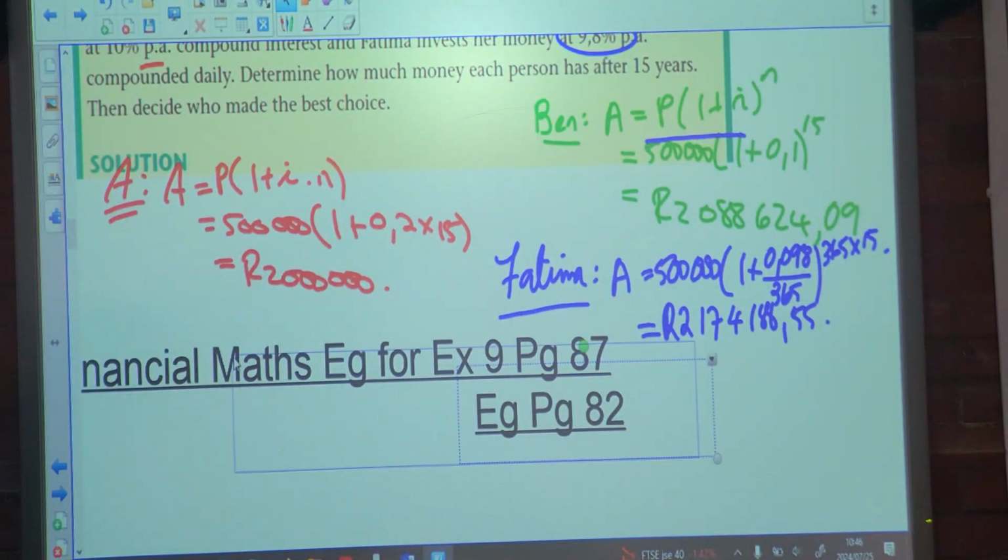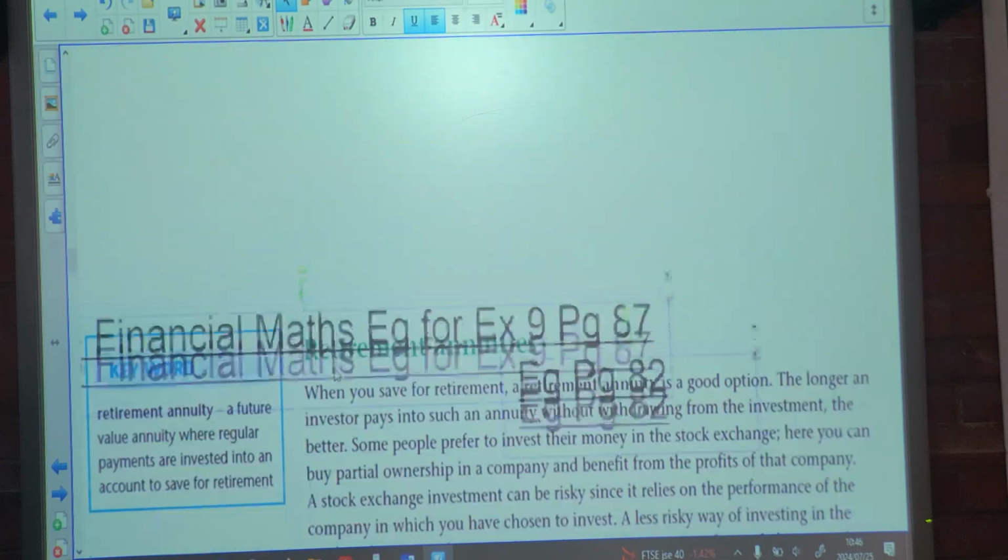Any confusion there, people? Let me know when I make a mistake.